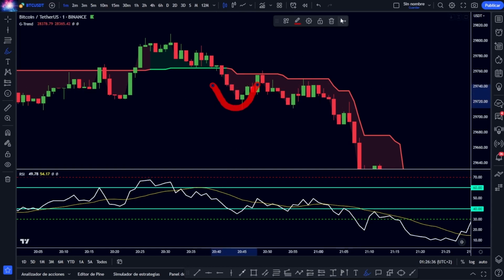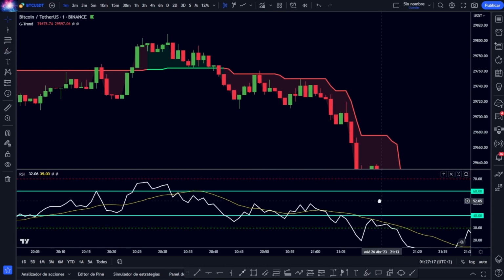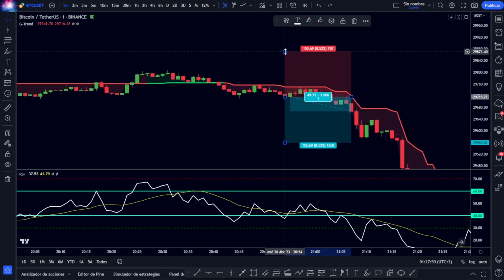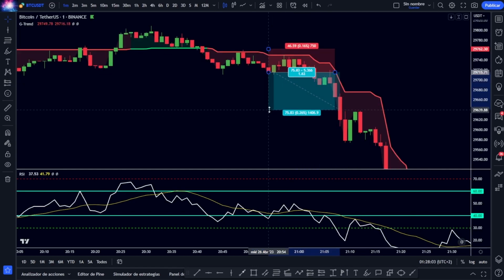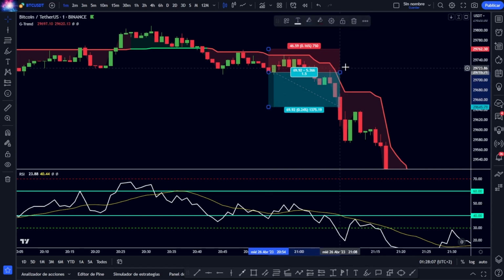We wait to have that pullback and we look if we have a cross of the RSI, in this case down, with the yellow mean. And of course, to be looking for a short, we will wait for the RSI to also break down the area, in this case of 40 points. We mark that candle, and at the time it closes we place our stop loss above the previous highs and put that ratio 1.5, there we have it.